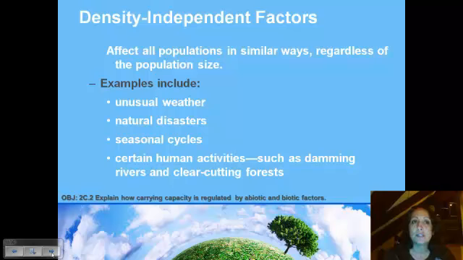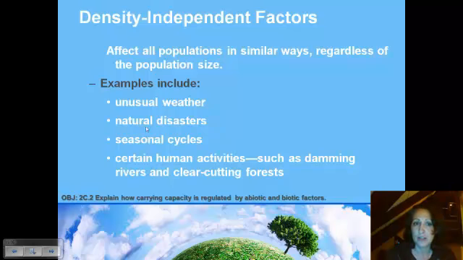There are also density independent factors, and this is going to affect a population regardless of the population size. Generally, these are abiotic factors. So things like weather, any kind of unusual storm that comes through. If there are two islands and one island has more individuals on the island, the density population is denser there than another island. When the storm comes through, it's not going to aim towards the population where there's higher population. It has nothing to do with the size of the population.